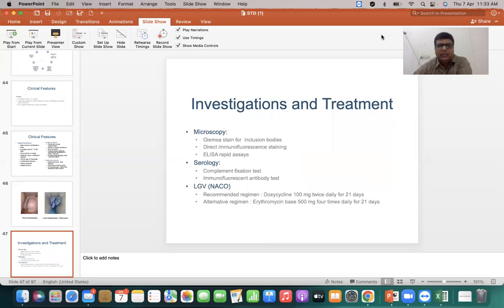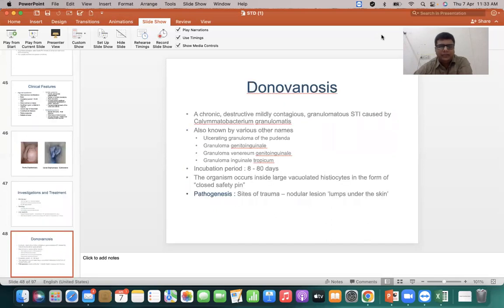What investigations will we do? Giemsa stain for inclusion bodies, direct immunofluorescence staining, ELISA. Serology: complement fixation test and immunofluorescent antibody test. The treatment is doxycycline 100 milligram twice daily for 21 days, and the alternative regimen is erythromycin 500 milligram 4 times a day for 21 days.